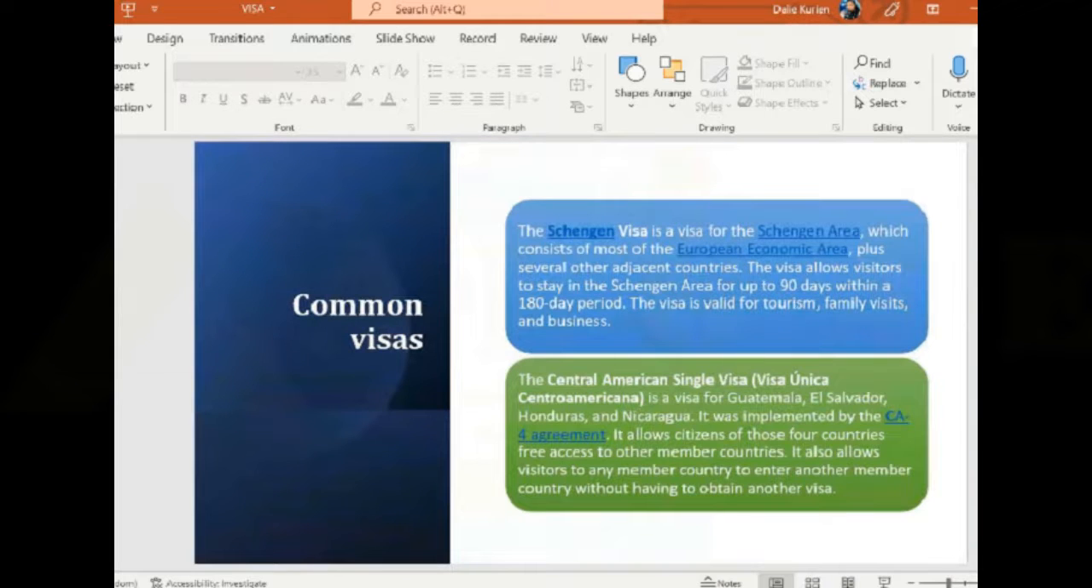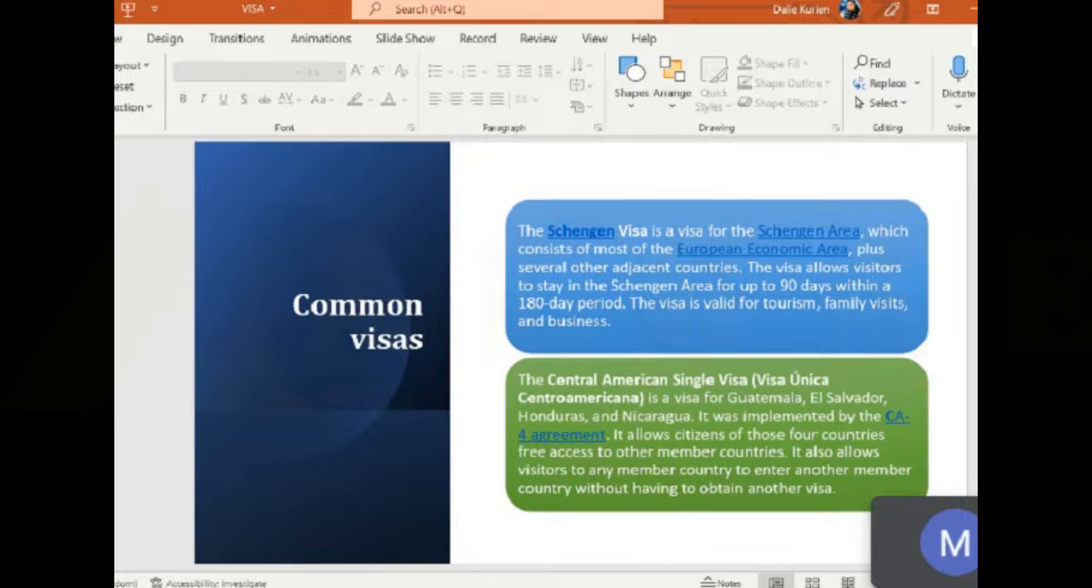Common visas. I told you about the Schengen visas. This is one of the common visas that is issued, and people love to take it because it is given by the European Union, and you can enter any of the European places, the European Economic Area. You can stay anywhere.